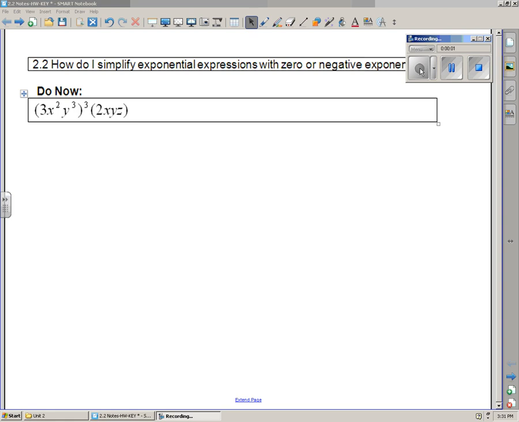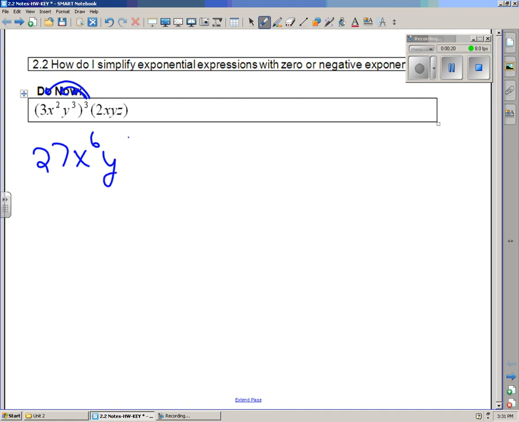Today's lesson, we're going to learn how to deal with zero and negative exponents. For the do now, for the first part of it, you've got 3x squared y cubed to the third power. So basically, you want to do 3 cubed, which is 27, x squared to the third power, which is x to the sixth, y cubed to the third power, which is y to the ninth.